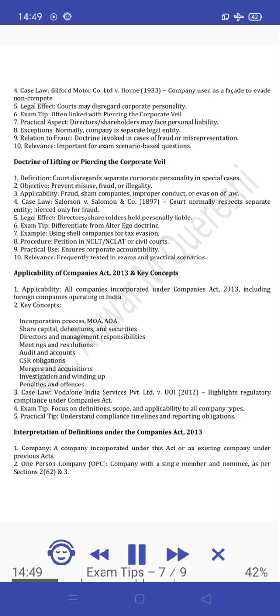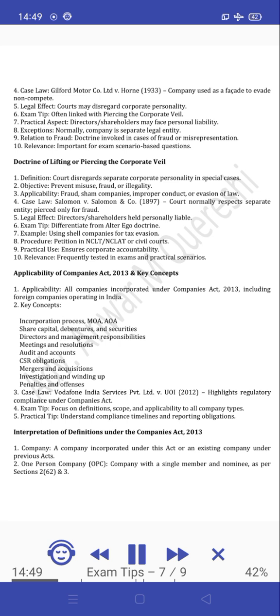Audit and accounts. CSR obligations. Mergers and acquisitions. Investigation and winding up. Penalties and offenses. 3. Case law. Vodafone India Services Private Limited vs. UOI 2012. Highlights regulatory compliance under the Companies Act. 4. Exam tip. Focus on definitions, scope, and applicability to all company types. 5. Practical tip. Understand compliance timelines and reporting obligations.